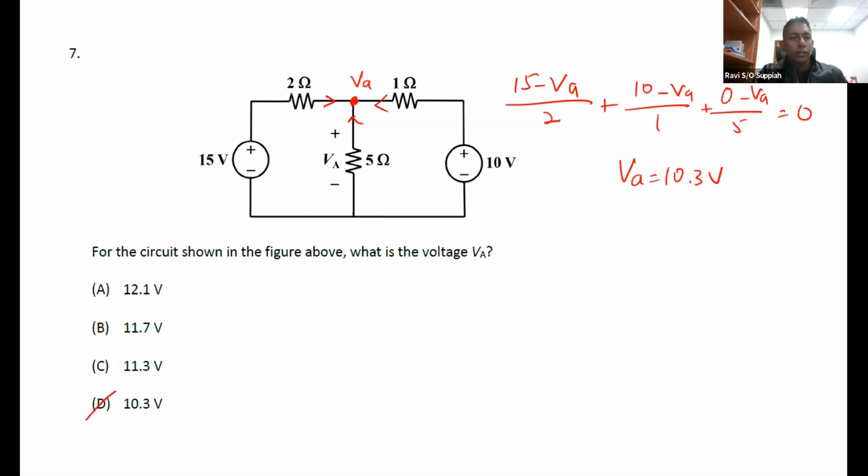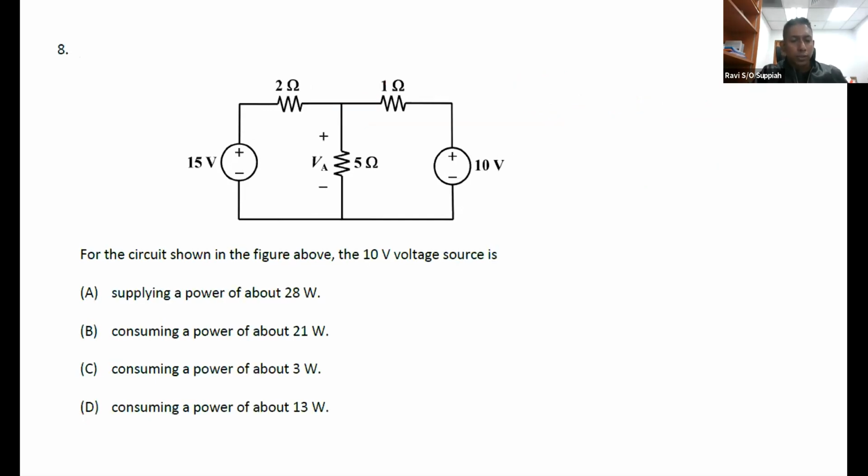Okay, so the next question, question 8, is related to this. So we know that the point VA is 10.3 volts. So this point is 10.3 volts. All right, so in this case, if it is 10.3 volts here, we can see that this is 10 volts. So the current is now going to flow in this direction. Correct? So the current will be the voltage difference across the resistor, 10.3 minus 10, divided by 1, which will be 0.3 ampere.